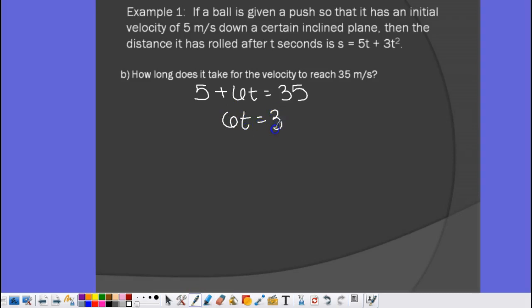So then you get t equals 5 seconds. So what that means is at 5 seconds the velocity is 35 meters per second.